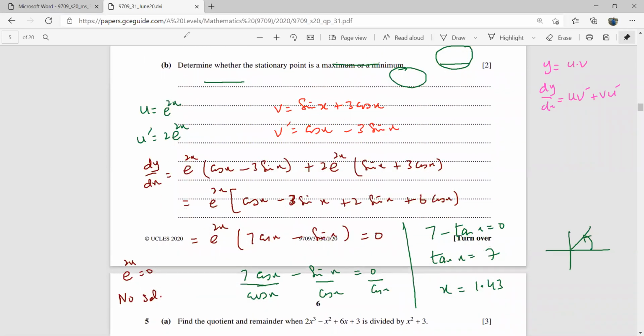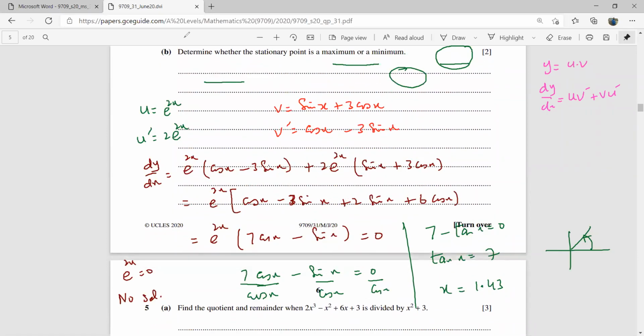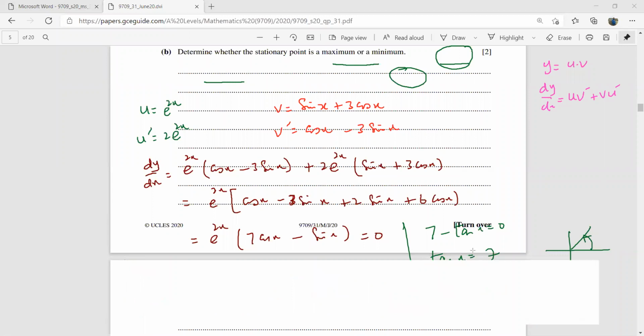Determine whether the stationary point is a maximum or a minimum. Now, he's not asking you for the stationary value, okay? It says determine that if it is a maximum or a minimum. So don't waste your time. Just find the second derivative quickly, okay? So for that purpose, I'll be using from this onwards.